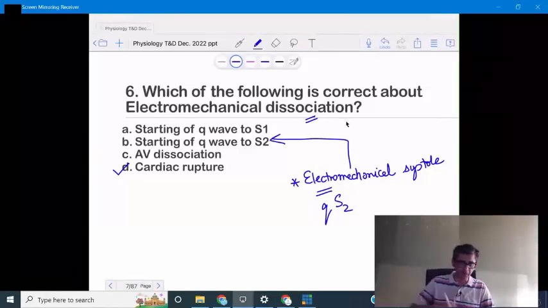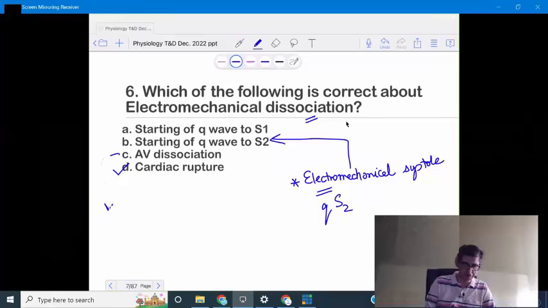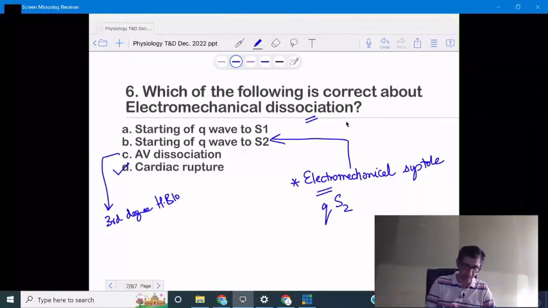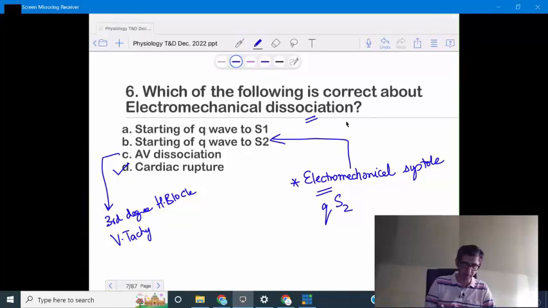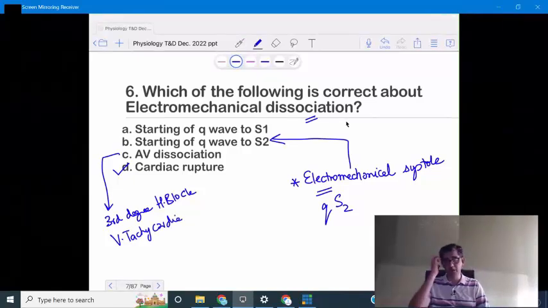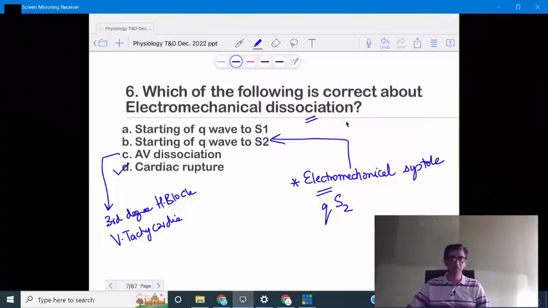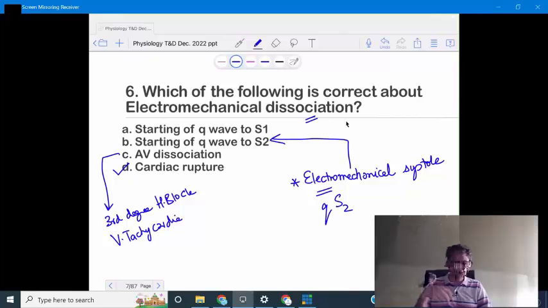AV dissociation is a term basically used to represent third degree heart block. We read about the AV dissociation word two times. One with respect to third degree heart block, and the second time is with respect to ventricular tachycardia. Those are two situations where we read about it. Yup, I think most of you have got it correct.